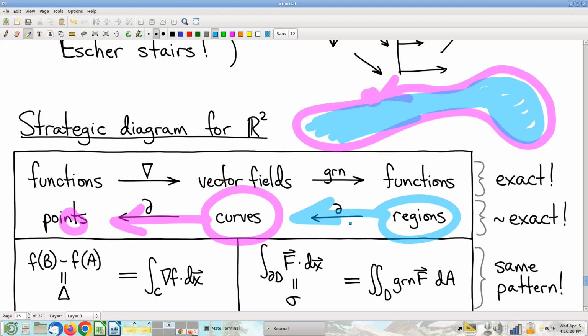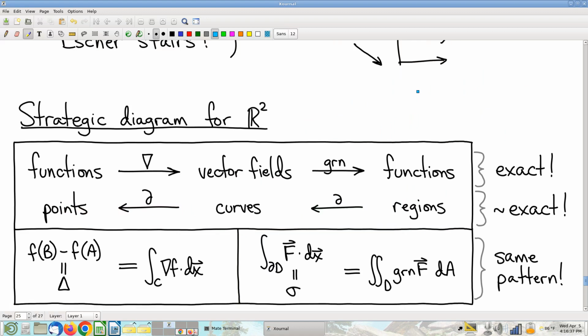Geometrically, you get the same thing. This is how two-dimensional geometry works. It's just kind of cool. All right.